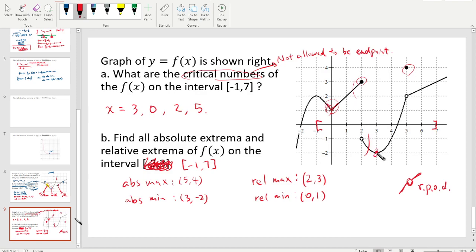This point here, well, if you take this portion, this point is lower than the neighboring ones, so that would be a relative minimum, 3, negative 2. And this point right here at 5, well, if you take this portion of the graph, then the graph is like this with a point up here, right? So this portion of the graph will have this point indeed as the maximum value. So this will be considered a relative maximum. So relative maximum at 5, 4. That's how you do it.